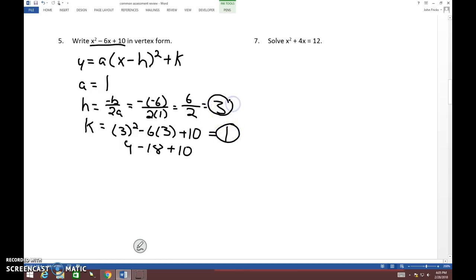So that gives us our h and our k, and then our a is up here at the top. So to write this in vertex form, we would have y equals a, which is going to be 1, times (x minus h). So h here is 3, so negative h would be negative 3, squared, and then k is going to be positive 1.